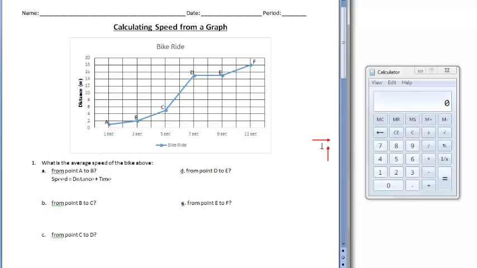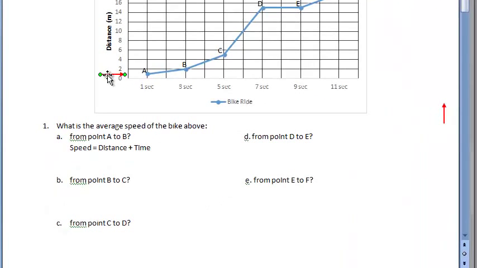So the first thing we have to do is find the distance traveled from point A to point B. The red arrow shows us where point A's distance is. So we look at the point on the graph and look to the left to see that it's between 0 and 2. That means that the distance at point A must be 1 meter. That was the starting point.